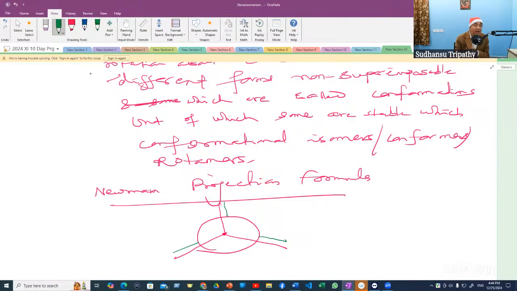If you remain in one line with the eclipsed hydrogen, then the rear hydrogens are not visible, will not be visible.